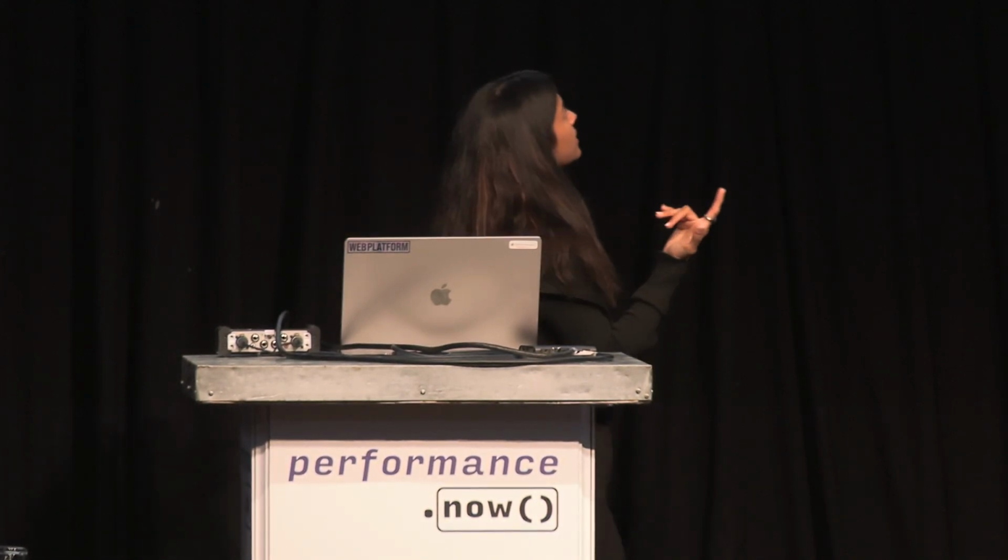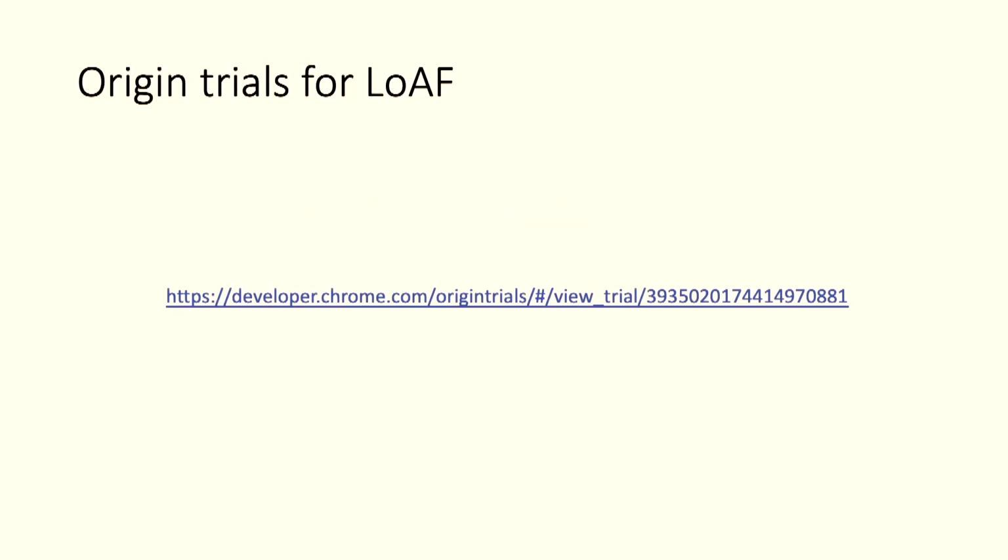And how do you enable that? So you might have done that before, right? Experimental web platform features. So you just enable that to be able to access the API, which is the long animation frame API. And again, this is in origin trials right now.